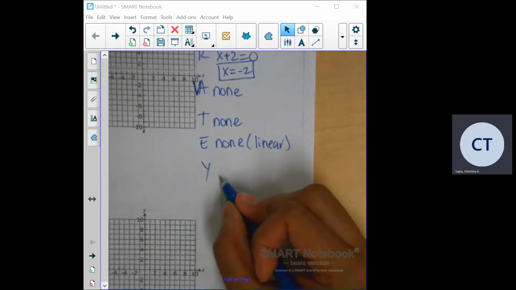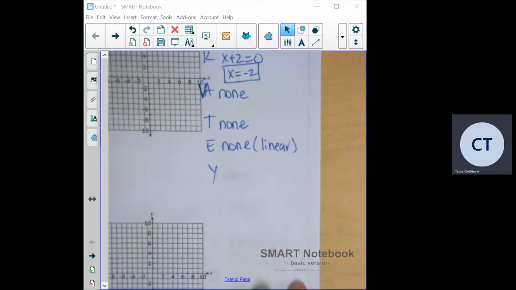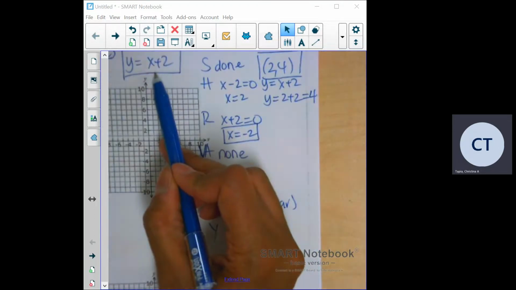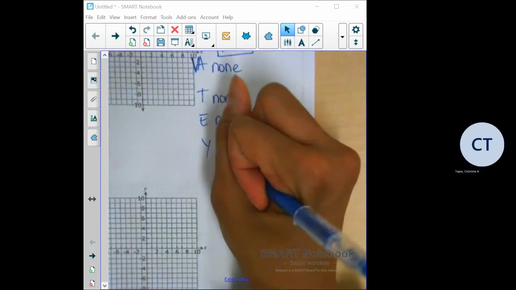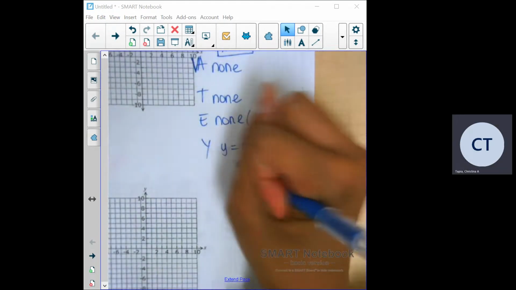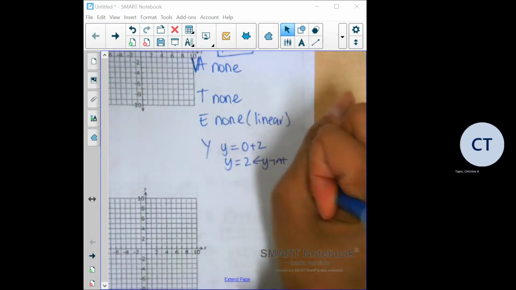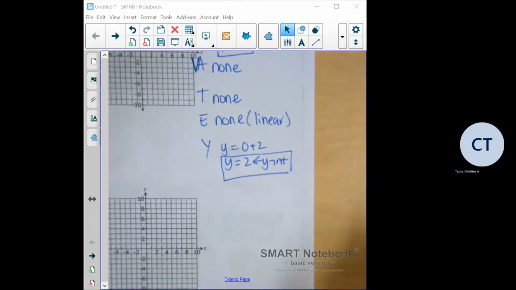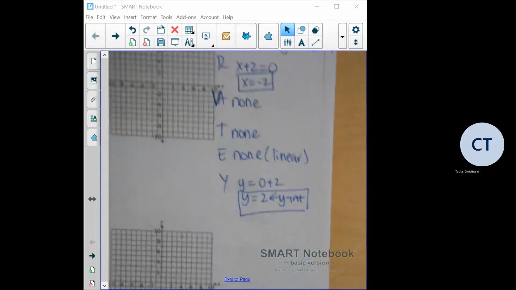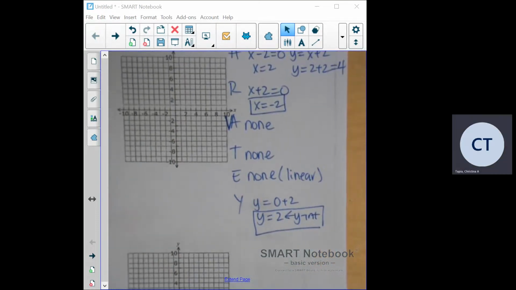And then the Y part is the y-intercept. Just like you would do back in Algebra 1, you take 0, plug it in for x, and solve. So y is going to equal 0 plus 2. My y-intercept is going to be 2. Why is there no end behavior? Why is there no end behavior?